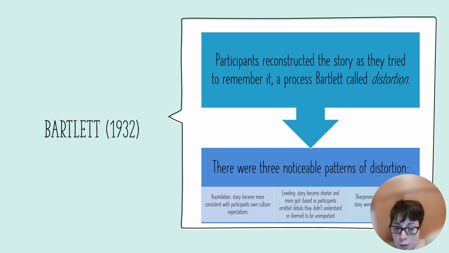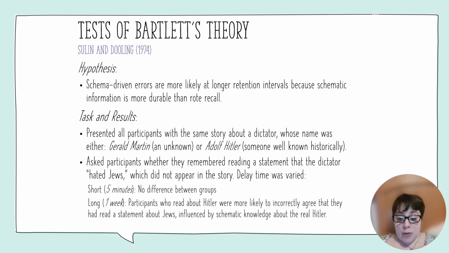And lastly, there was a distortion known as sharpening, where the events in the story were told in a reverse chronological order to better accommodate the boys' schemas. So, even though this study was initially conducted in the 1930s, a lot of subsequent research by memory scientists seems to confirm the general findings that Bartlett discovered.